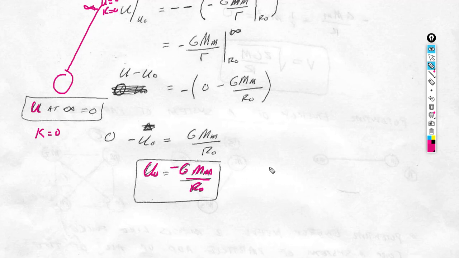Now, the other thing to take away from this is that the potential energy depends upon two objects making a connection. So this is not the same thing as field. Field just needed one mass. Potential energy requires two. So just remember that.